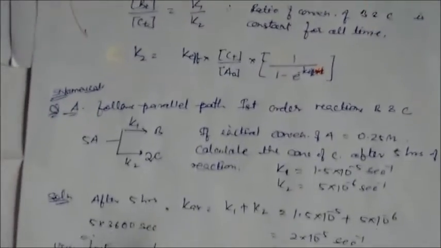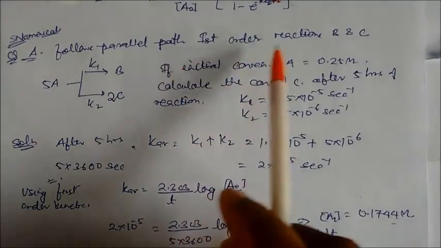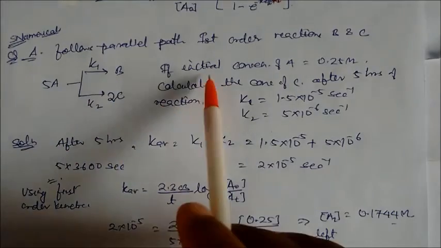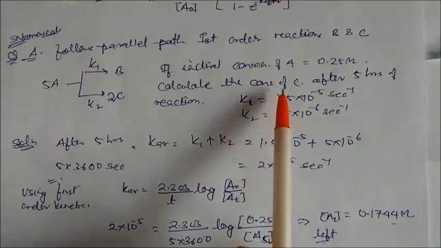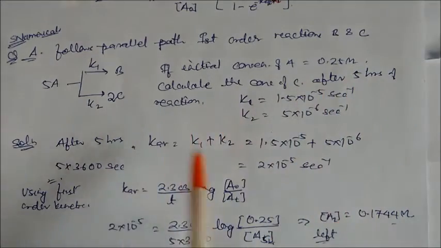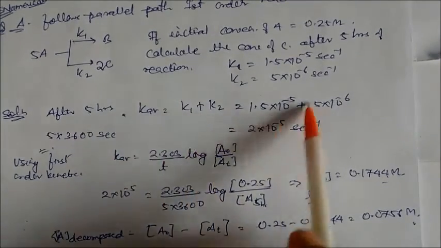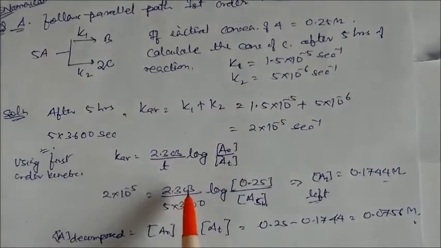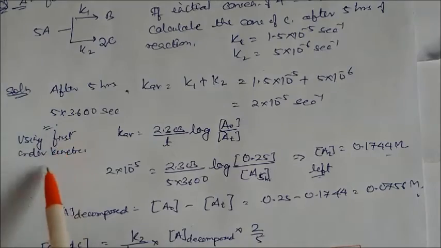Let us see numericals. Suppose A follows a parallel path first order reaction to B and C. These are the moles, this is 1 mole. If the initial concentration of A is 0.25 molarity, calculate the concentration of C after 5 hours of reaction. K1, K2 are given here. So after 5 hours, how much will K effective be? This is K effective. You add these two values, you will get this value. And after 5 hours, means this many seconds, by using the rate of first order kinetics.